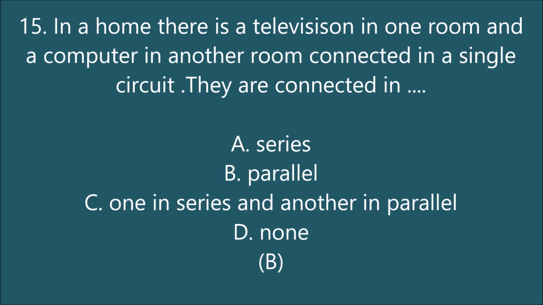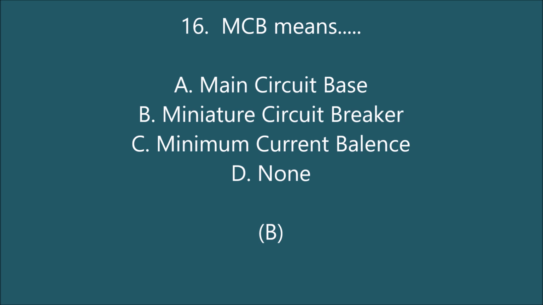In a home, there is a television in one room and a computer in another room connected in a single circuit. They are connected in series, parallel, one in series and another in parallel, none. B is the right answer. That means parallel. So here, if one appliance in a set of series combination breaks down, the circuit becomes open and the flow of current ceases. To avoid this, the household appliances like bulb, TV, fan, are not connected in series. They are connected in parallel.